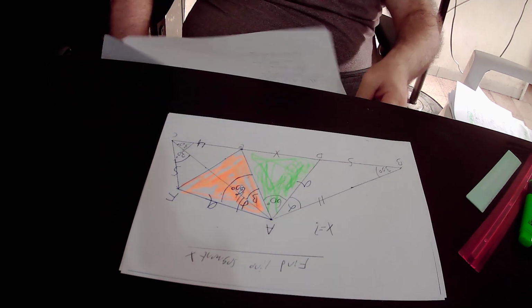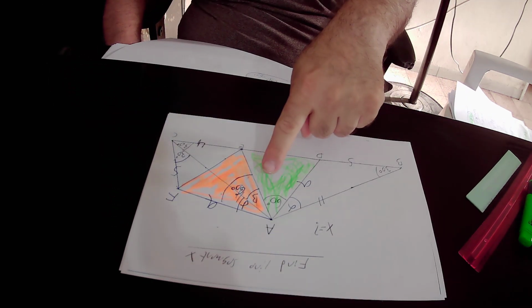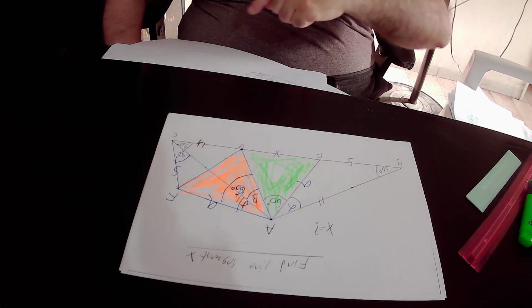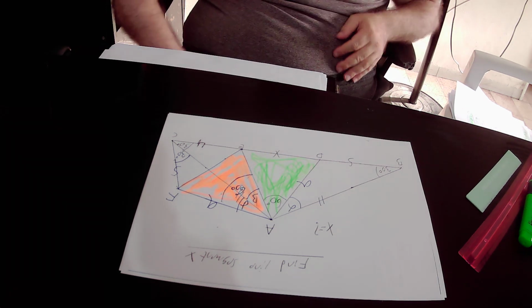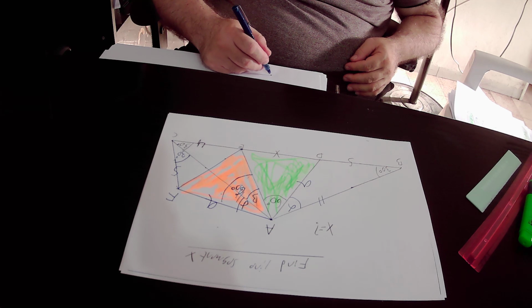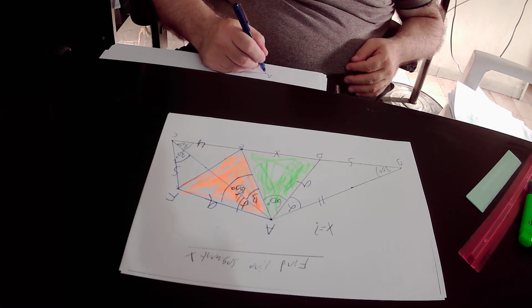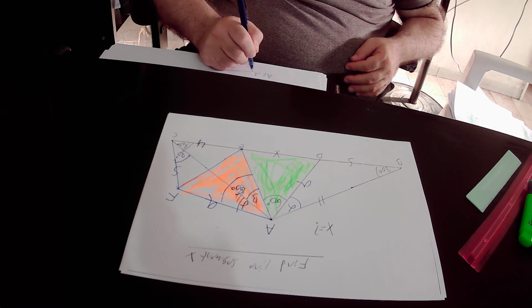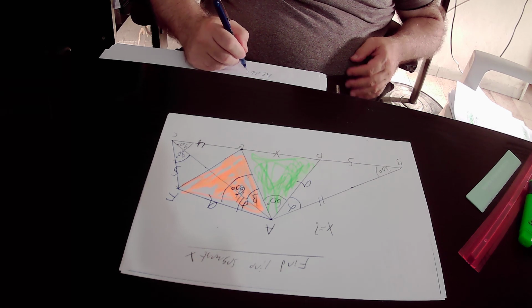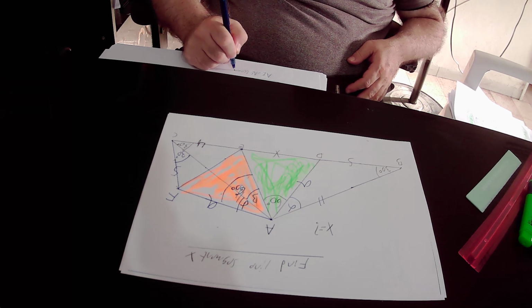And finally, this side AE is a common side that belongs to both triangles. So I can write down that side AE equals itself. AE equals AE, the common side that belongs to both triangles.